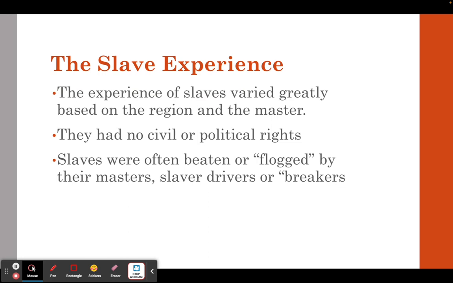Being a slave varied greatly based on what region you lived in and who your master was. They have no political rights. They can't vote. They have no civil rights. They can't sue in a court of law. In some areas, it was illegal for them to be able to read. It was illegal for them to be able to gather together to attend church. They were often beaten or flogged, as we saw in that image, by their masters.